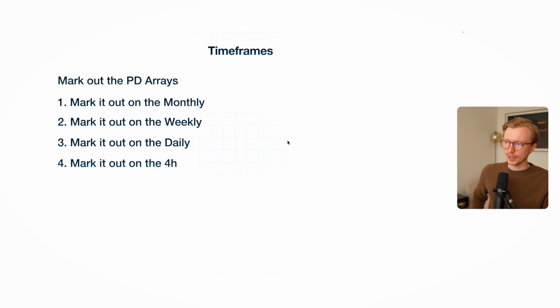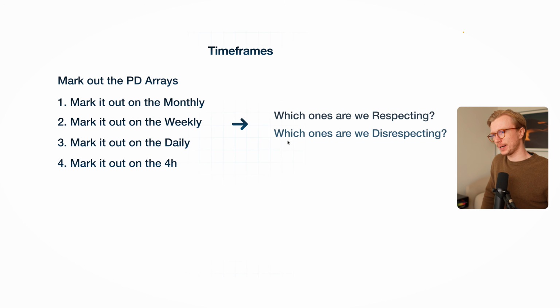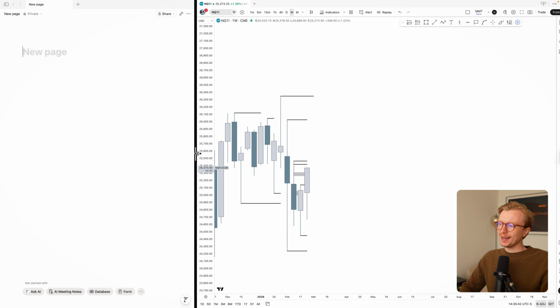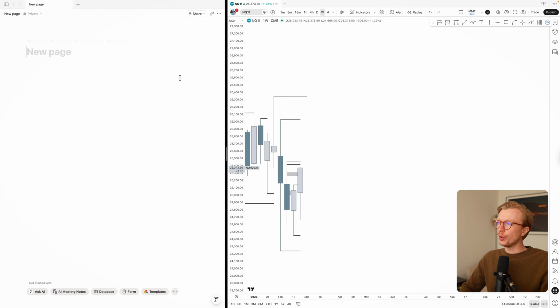So how do we go about that? Okay, let's move on to the next step right here. So what I now want you to focus on is from the PDAs that you've marked out, which ones are we respecting and which ones are we disrespecting? Now, what might help is just having, for example, a Notion next to you or a notebook or whatever helps you to understand what we are looking at.